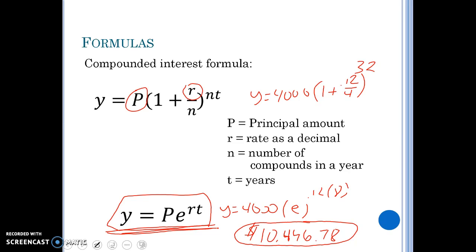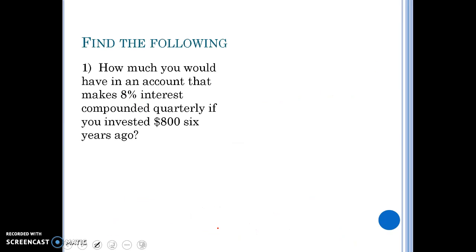Let's go ahead and see what this looks like in two specific examples. I would try this on your own. Shut the computer off. Try this on your own, and then start the video and see if this is what you get. How much money would you have in an account that makes 8% compounded quarterly if you invest $800 6 years ago? So here's our formula.